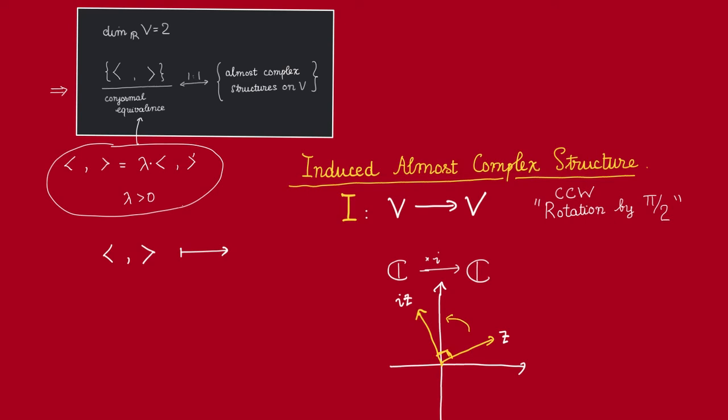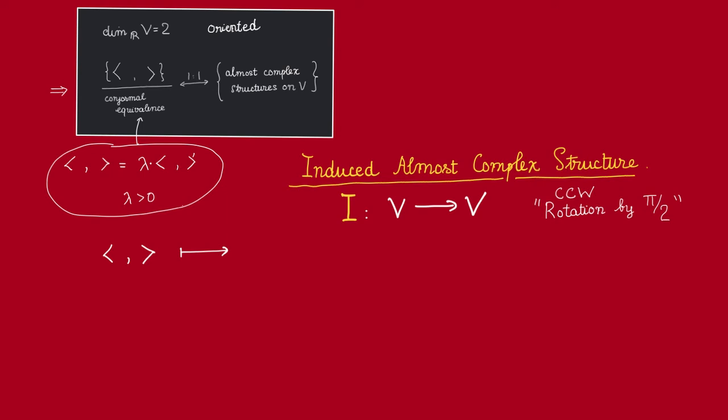Alright, so that's good for the case when V is C, viewed as a two-dimensional vector space. But what would these terms mean in the case of a general vector space V? What would counterclockwise mean and what is pi over 2? To that end, we want to fix an orientation on V. So let's assume that it's oriented.